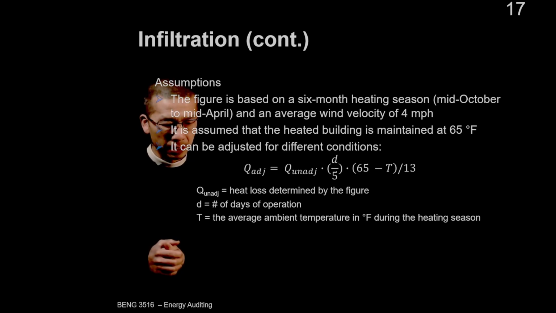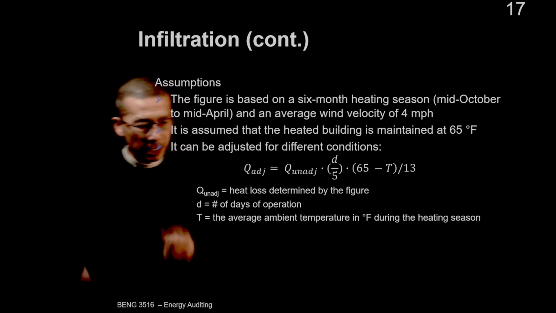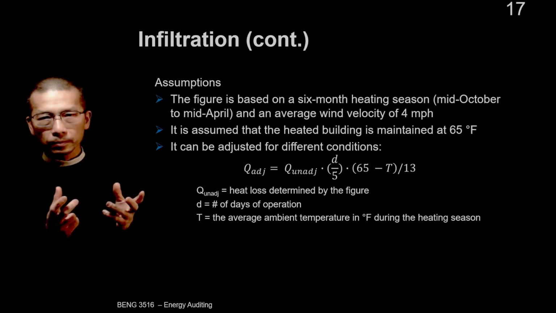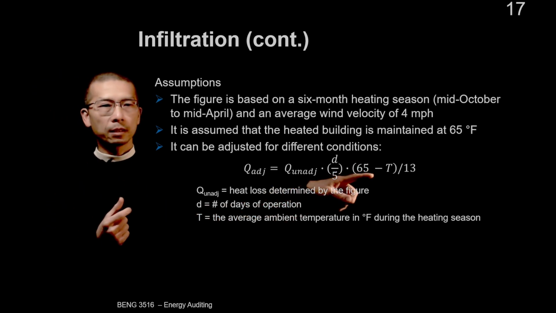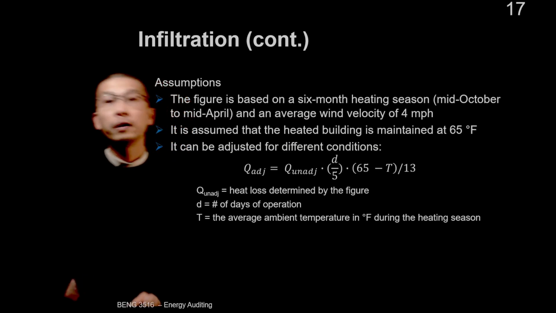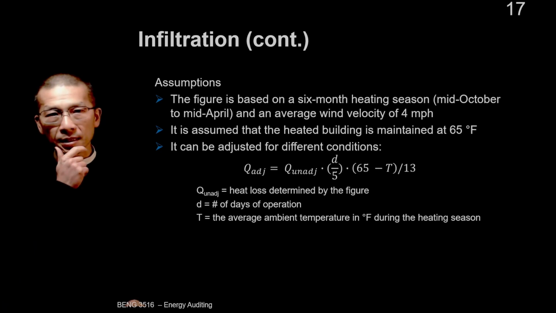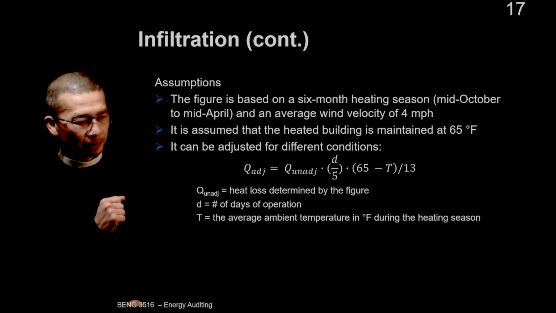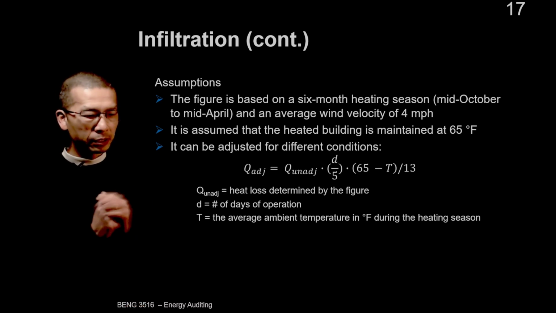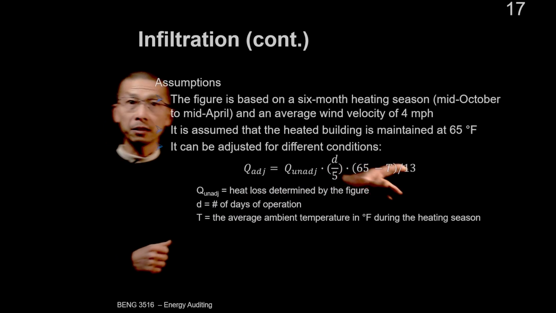Divide by 13. So that 13 there is, let me check, 13 is the temperature difference. So it was 52 Fahrenheit at the location. I think this chart was created by Georgia Tech, can't remember the name. So they have the temperature difference 13, and therefore divide by 13.